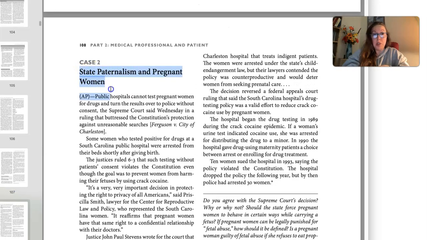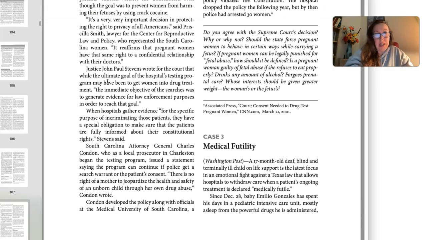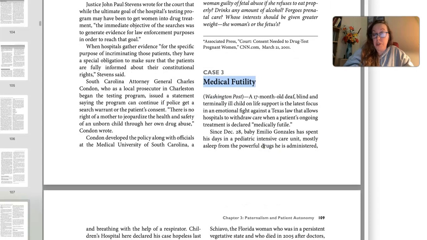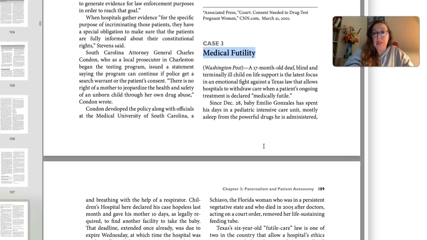The second one is paternalism and how much influence does the state have in pregnant women's choices to drink alcohol, to do drugs, to do something that might harm their baby. At what point can the state step in to protect that baby? And the third one is medical fiduciary. Now this one right here is where someone is going to step in and they're going to be declared that you can't have any more say with this child. The state is going to step in and make all the medical choices for you.